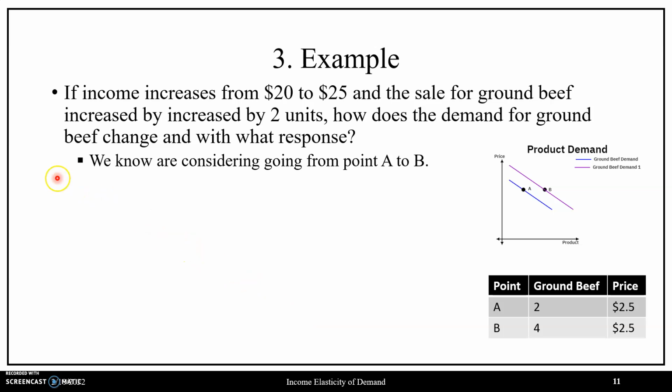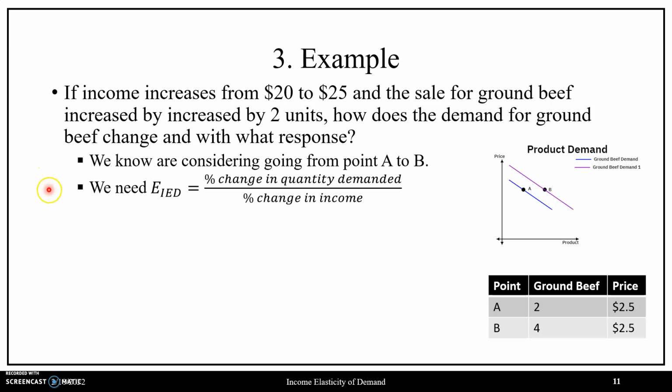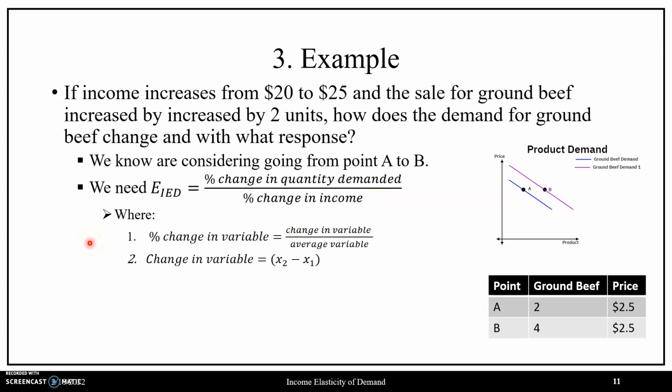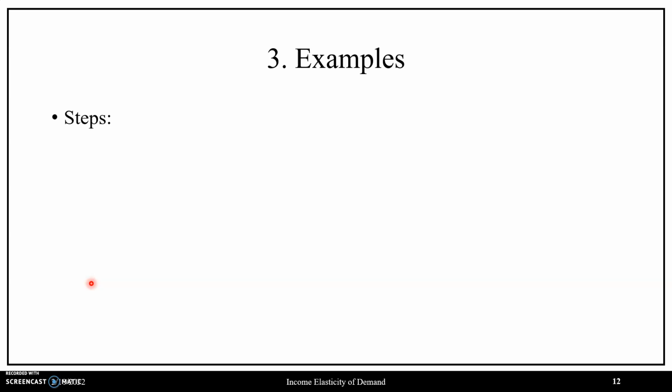So based upon this information, we know that we are considering going from point A to point B due to this change in demand. Additionally, we know that we need to use our income elasticity of demand, which is going to be our percentage change in quantity demanded divided by our percentage change in income. Additionally, we know our percentage change in variable formula, the change in variable formula, as well as our average variable formula. So let us go through what the steps are.